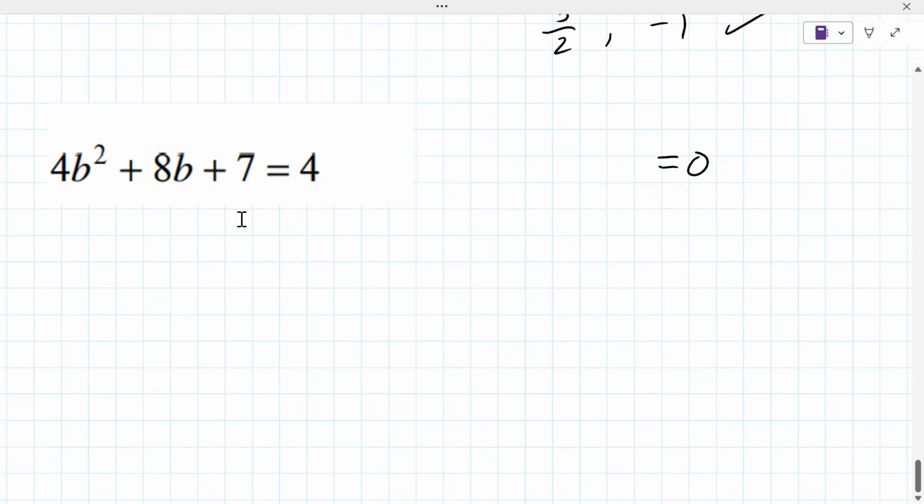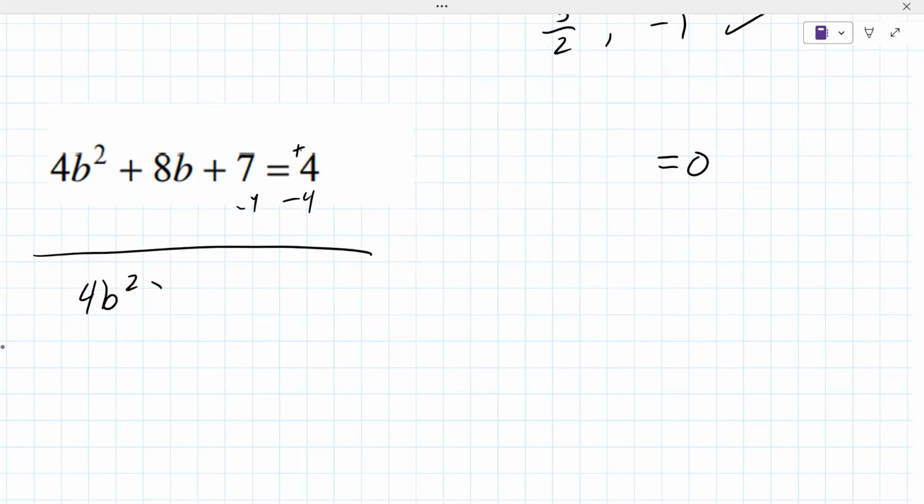Do you divide? Wait, no, you don't divide. It's positive. How do you undo a positive? By subtraction. There you go. So this is 4b squared plus 8b plus 3 equals 0.